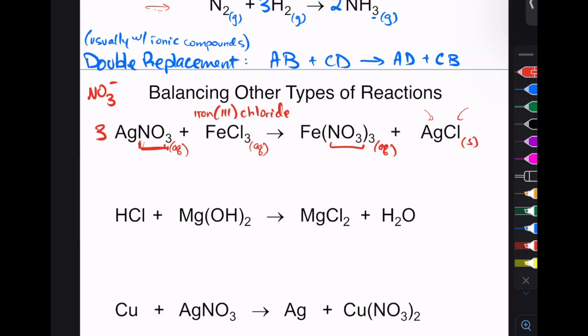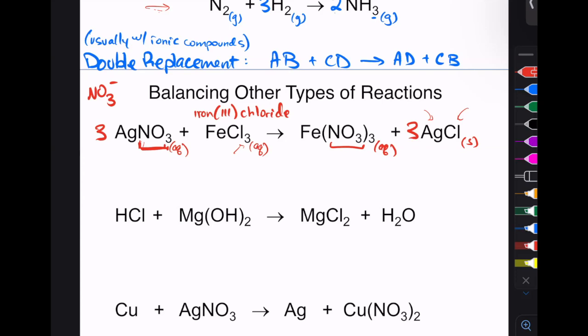In doing that, I now have 3 silver cations on the left. I need 3 silvers on the right. So we put a 3 here. In putting the 3 on the silver chloride, that now gives me 3 chloride ions on the right. And how many do I have on the left? I have 3. Okay, so the chlorides are now already balanced for us. Let's take a look at the iron. We have 1 iron on the left, 1 iron on the right. So boom, we're done. Yes, question.